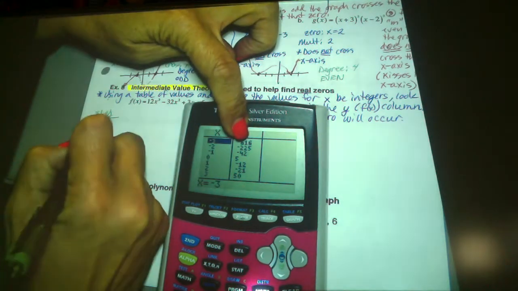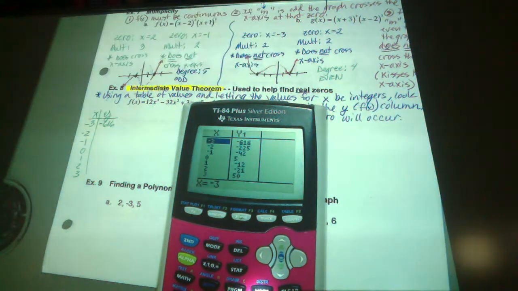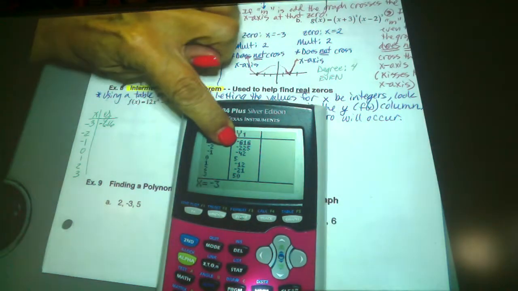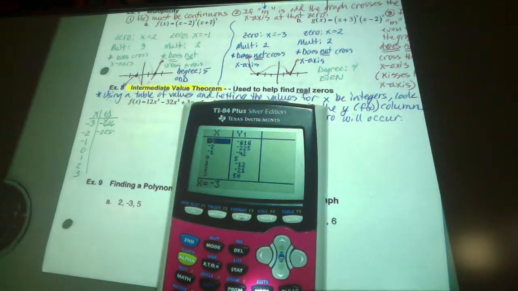So then look at your y values. We start out with negative 616. That's awesome that it's a big number. That means I probably got left enough to my leftmost zero. Then at negative 2, I have negative 225. So it's getting closer to the x-axis, isn't it? It's going from low and going high.